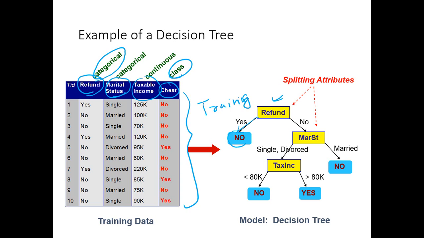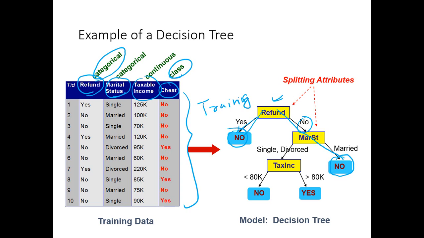So it's a straightforward case. No, he's not going to cheat you. If he doesn't refund, then there are many sub nodes to it. If he doesn't refund, then you need to look at his marital status. If he is married, then he is definitely not going to cheat you again. So if he doesn't refund and he is still married, he is not going to cheat you. If he refunds, he is also not going to cheat you.